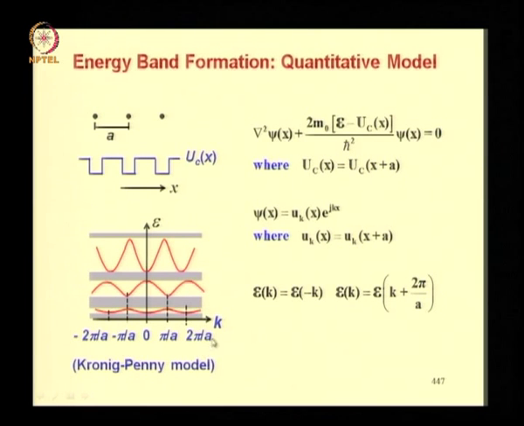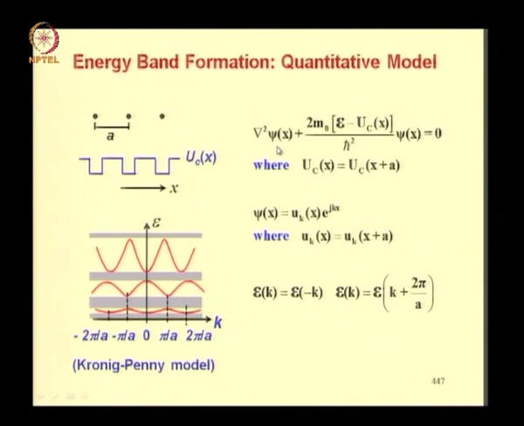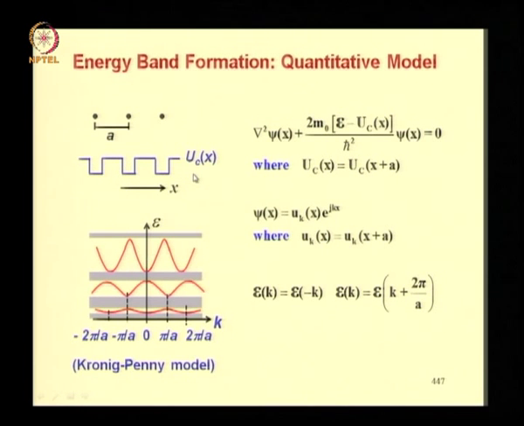Now these kinds of features were a consequence of the Schrodinger's equation for this particular situation. So Schrodinger's equation is written in this form, where U_c is the crystal potential. Again, for quantitative modeling we assume a rectangular kind of shape for the periodic potential, so that the analysis becomes simple. So U_c(x) is periodic with a period equal to a, which is the interatomic distance. So we consider a one dimensional crystal where all atoms are arranged in one dimension only.